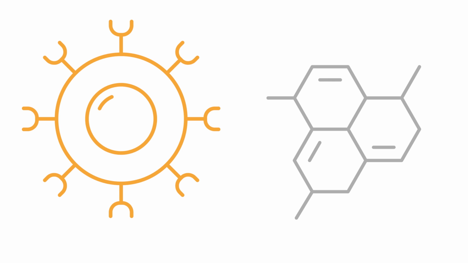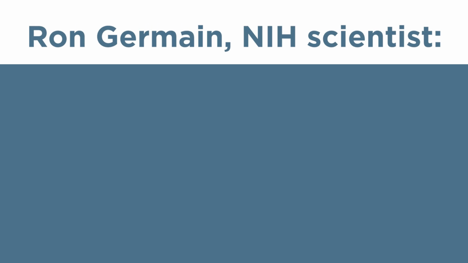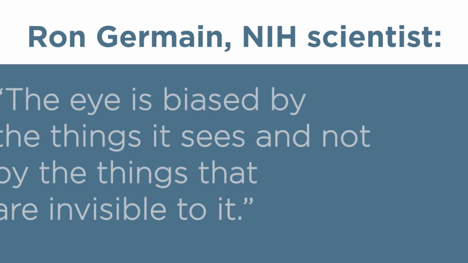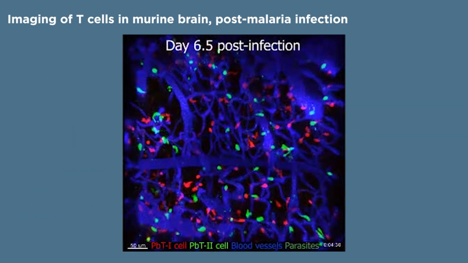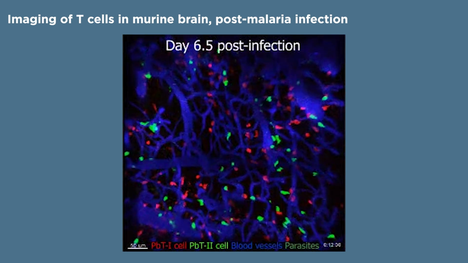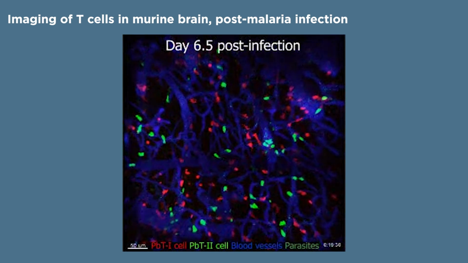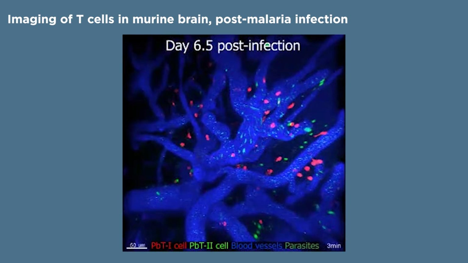One of the key issues with imaging data on movement of T cells in tissues is that in a typical experiment, T cells can be readily detected, but other cells and environmental constraints of that tissue are typically not. To paraphrase a statement by Ron Germain, a National Institutes of Health scientist, the eye is biased by the things it sees and not by the things that are invisible to it. Because we don't know specific constraints in the brain that may bias movement in brain-localized T cells, attributing the specific movement program to T cells may be premature.